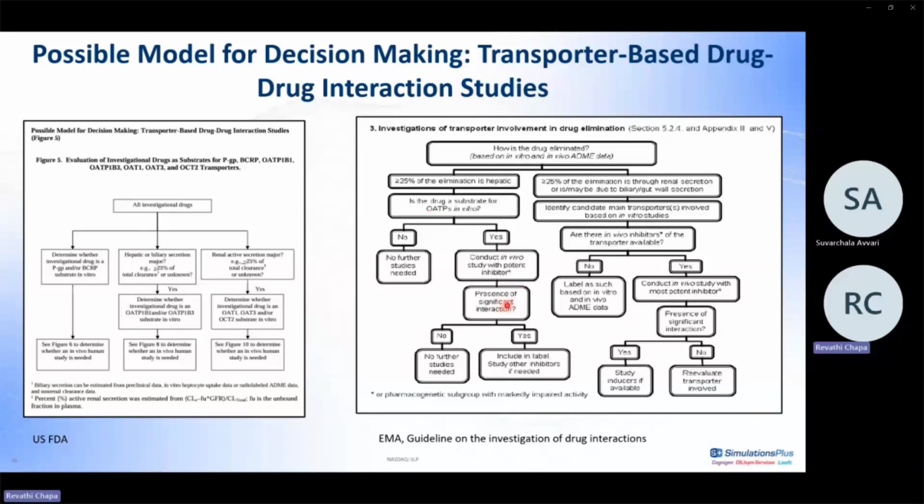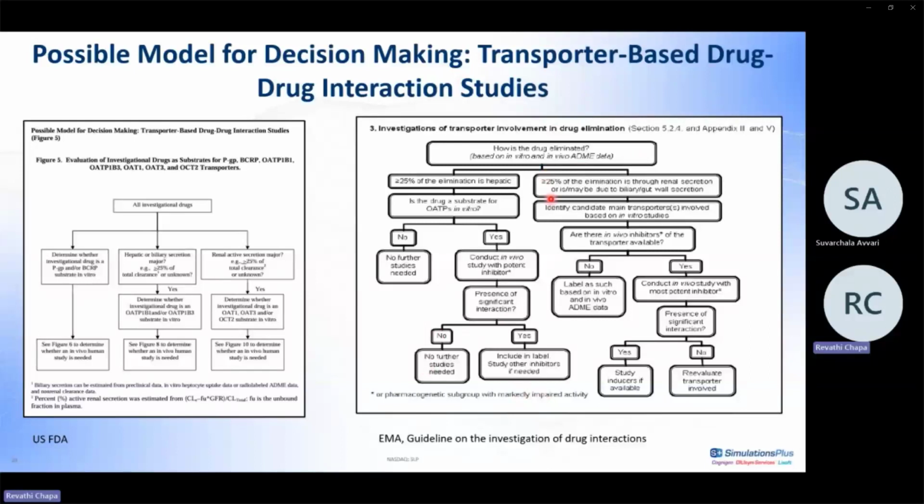So if there is a significant interaction, we need to indicate in the label what the recommendations are, if the drug needs to be co-administered, or what kind of label changes are essential to see how it reflects in the DDI, how it affects the PK of this compound. And if it's no, then there are no further studies required.